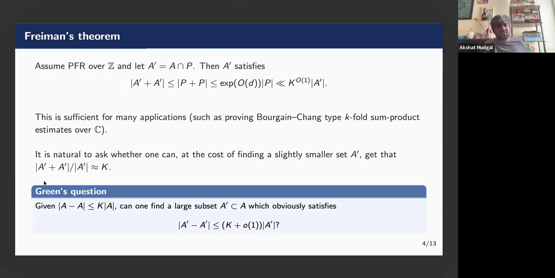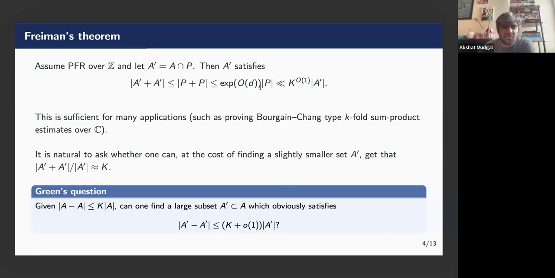And this was a question by Ben Green on his very nice list of open problems. Ben asked this for differences instead of sums, but you can think about this for sums as well. So Ben's precise question is, again, if my difference set doesn't grow too quickly, can I find a large subset whose difference set also doesn't grow too quickly, for some obvious reasons? By obviously, I mean exactly something like the structural information.